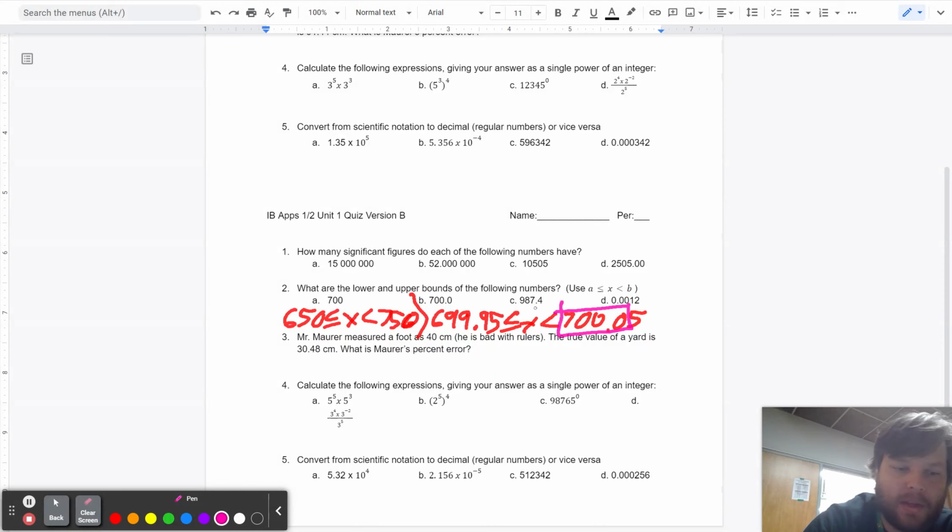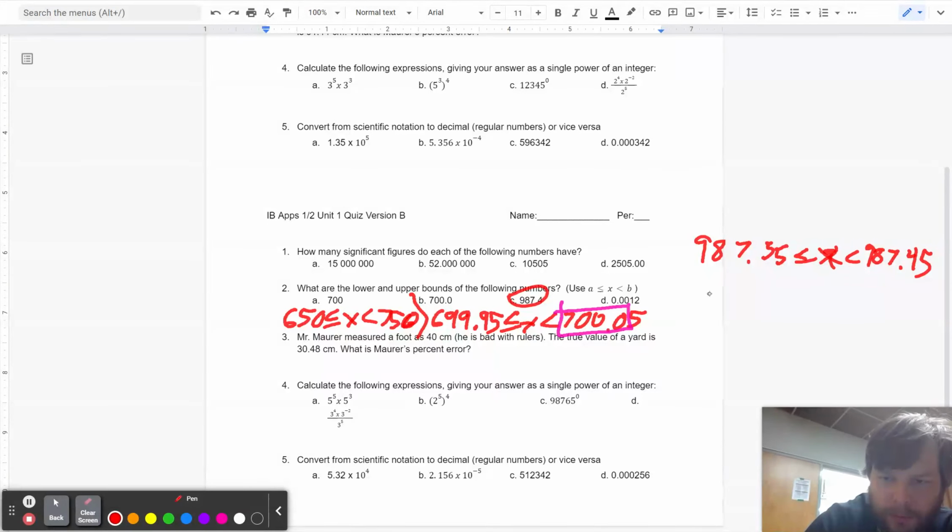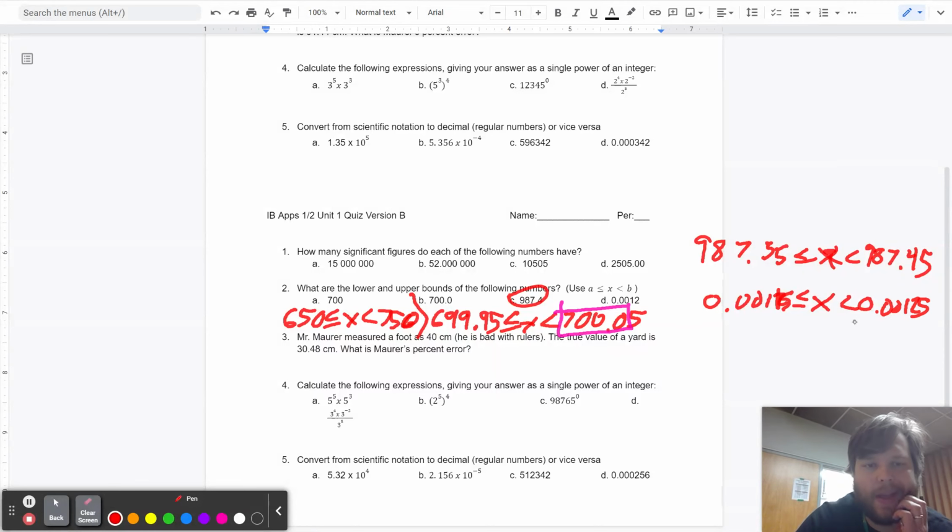Okay. Now, part C, it would be 987.35 less than or equal to x less than 987.45. Most people got these last two correct. So it's really parts A and B that were a little bit tricky. So 0.115 less than or equal to x less than 0.00125.